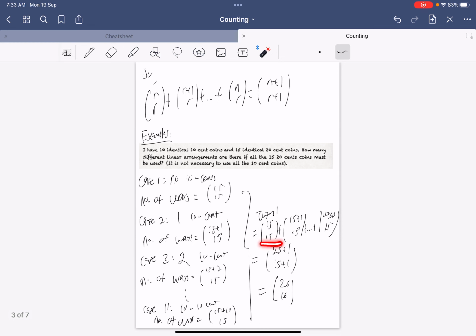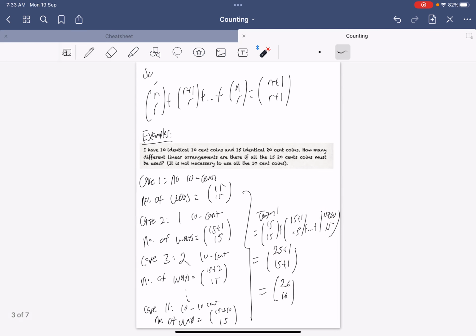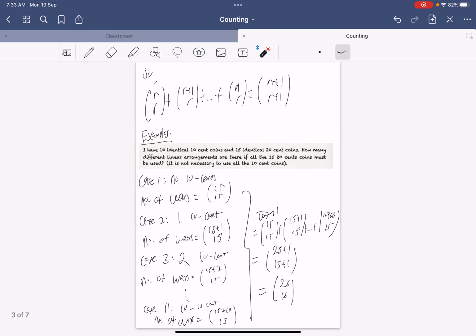When you add them all up using Chu Shih Chieh's identity, this is just n plus 1 choose r plus 1. So n is 25, so it's 25 plus 1, which is 26, choose 15 plus 1, which is 16. And so the total number of ways is 26 choose 16. We can see this is a direct application of Chu Shih Chieh's identity.